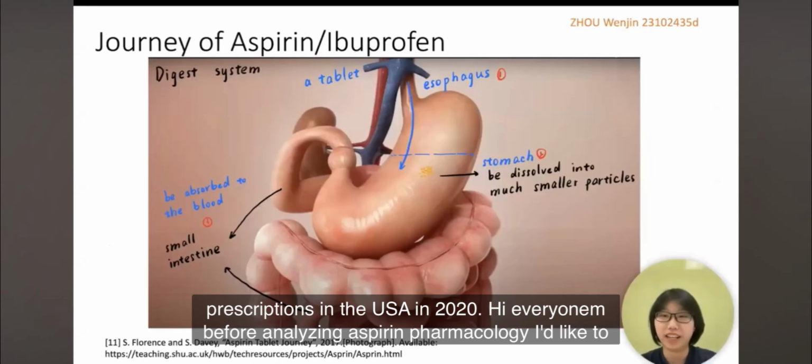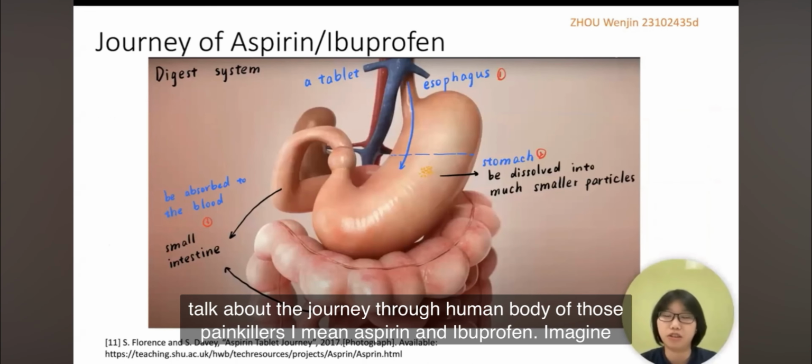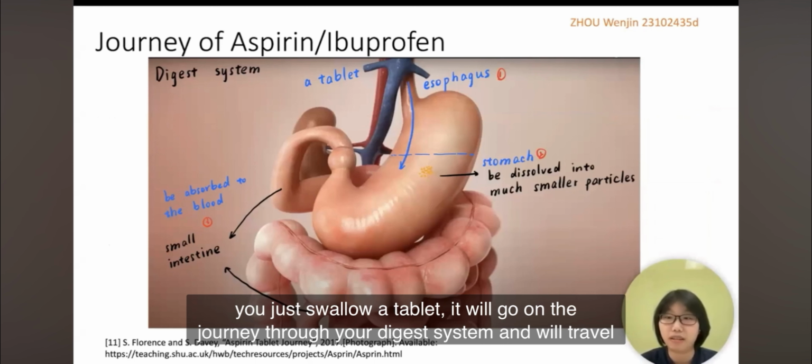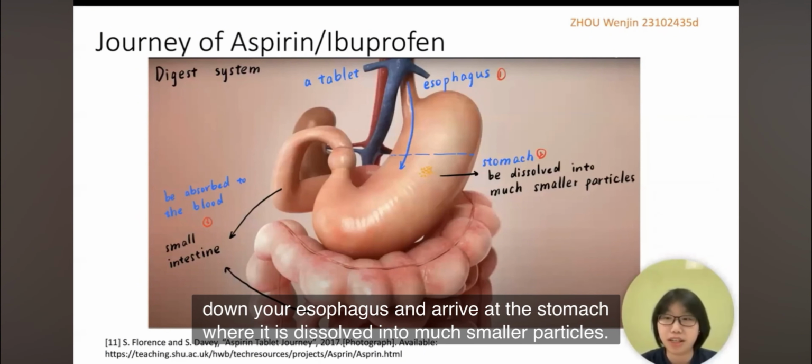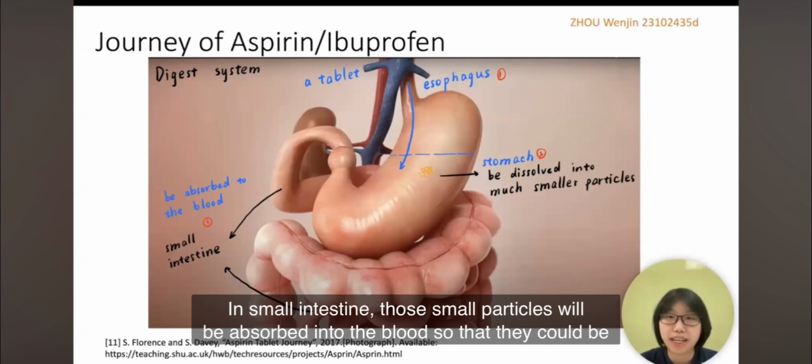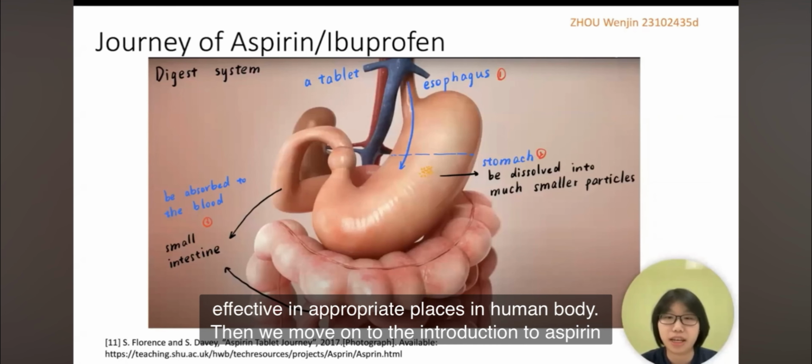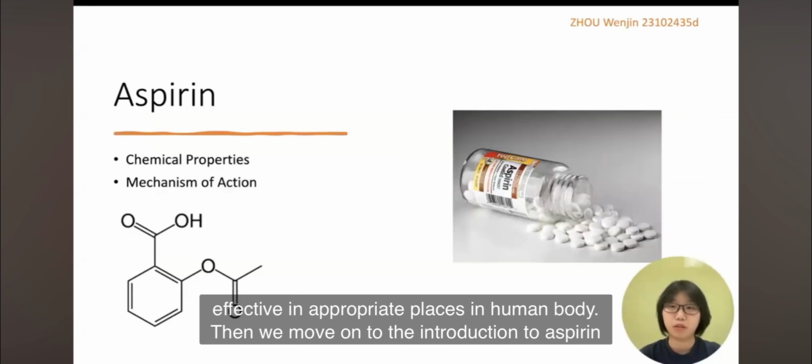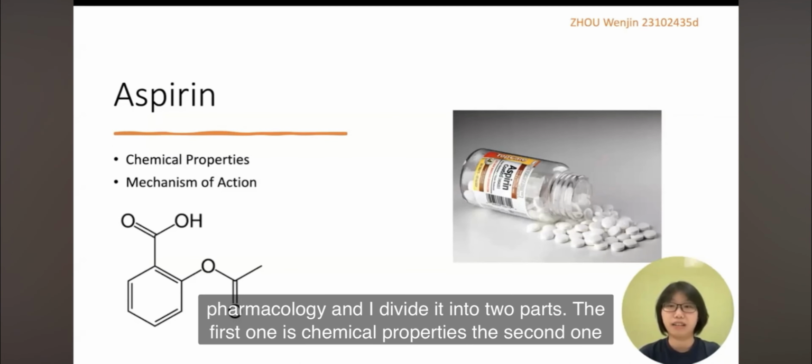Hi everyone, before analyzing aspirin pharmacology, I'd like to talk about the journey through the human body of those painkillers, I mean, aspirin and ibuprofen. Imagine you just swallowed a painkiller tablet. It will go on a journey through your digestive system, travel down your esophagus and arrive at the stomach, where it is dissolved into much smaller particles. In the small intestine, those small particles will be absorbed into the blood so that they can be effective in appropriate places in the human body.